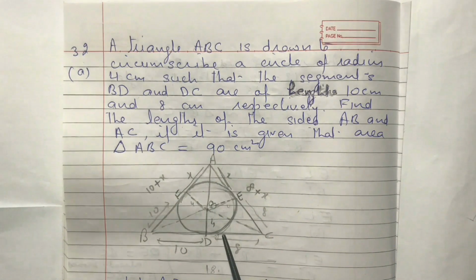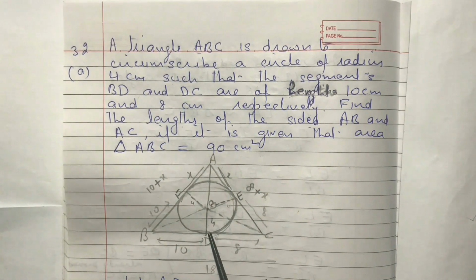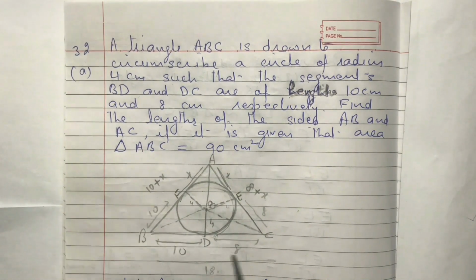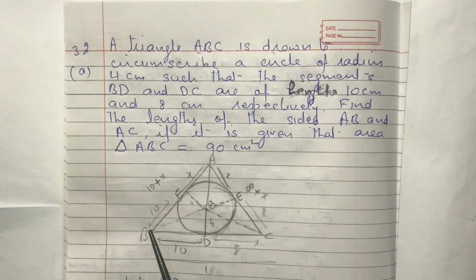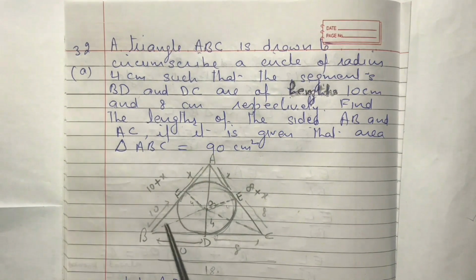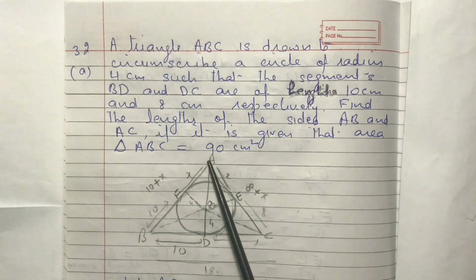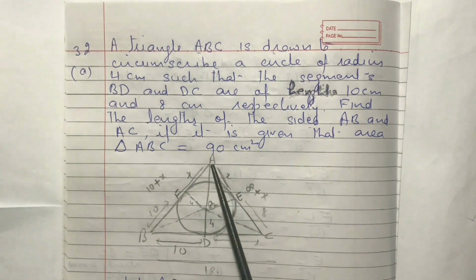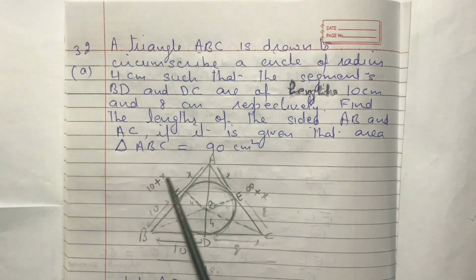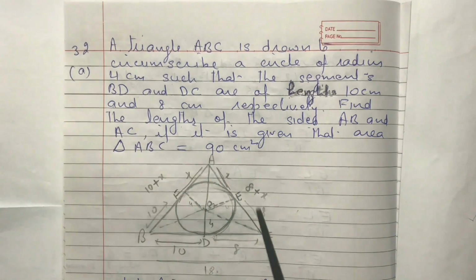Now, this figure is given to us. Here, this circle is of radius 4 centimeter. And this BD is 10 centimeter, DC is 8 centimeter. Now these are two tangents which are drawn from this point to this circle. So length of these two tangents are same. If this is 10, then this is 10. If this is 8, then this is 8. If I take AF as x, then AE is x centimeter. So length of AB is 10 plus x, length of AC is 8 plus x centimeter.